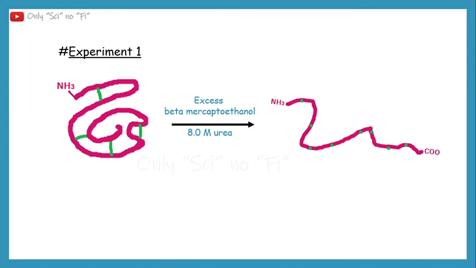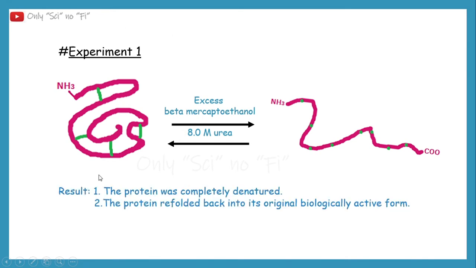Now he removed the excess beta mercaptoethanol as well as the 8 molar urea simultaneously from the medium using a technique called dialysis using a semi-permeable membrane. He removed both these agents simultaneously and what he saw was that this denatured structure was reformed back into its native form. So the result: in the first case, when excess beta mercaptoethanol and urea were exposed to this protein structure, it completely denatured. Second, when these substances were removed simultaneously from the medium, the protein refolded back into its original biologically active form.